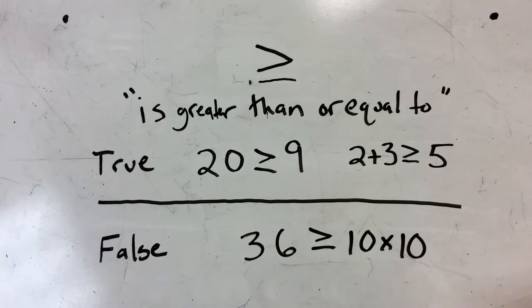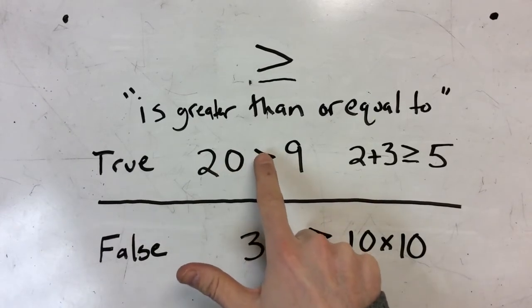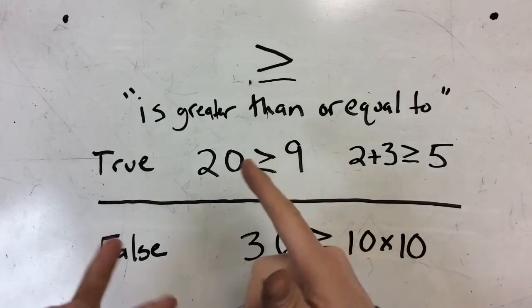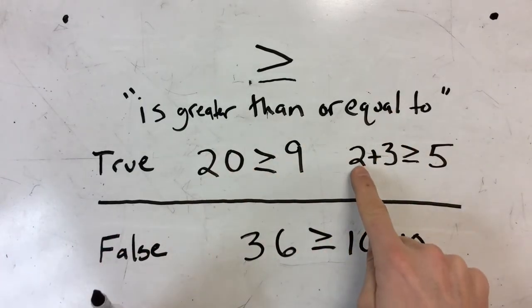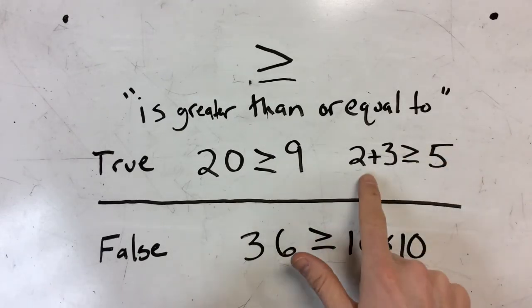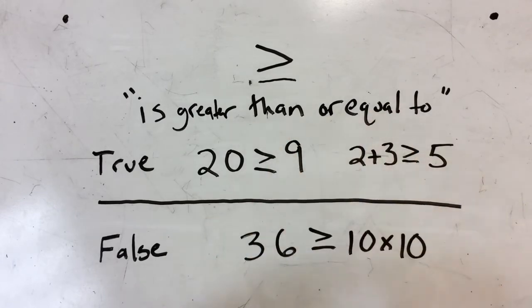Here are some answers that work. Yours will almost certainly be different. It can be true under two circumstances. Here's one case. 20 is greater than or equal to 9. That's true because 20 is greater than 9, so it's one of the two. This one says 2 plus 3 is greater than or equal to 5. It's also true because 2 plus 3 is equal to 5, and that's one of the two. This one's a false statement. It says 36 is greater than or equal to 10 times 10. It's neither greater than nor equal to, therefore the entire sentence is false.